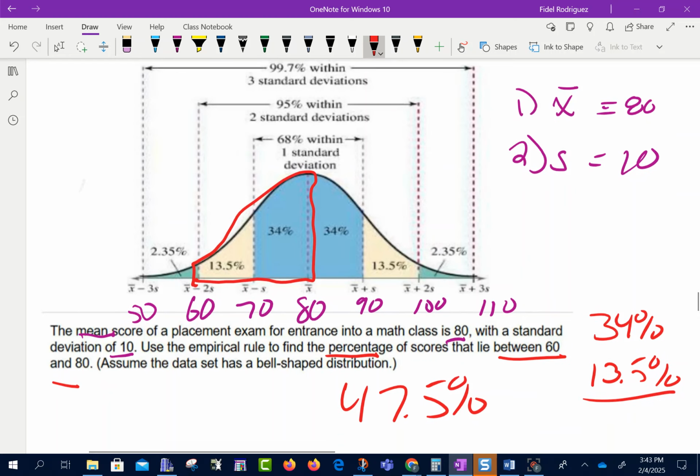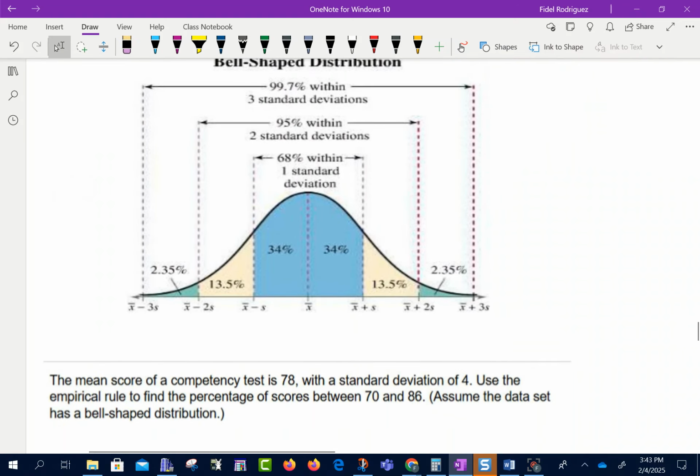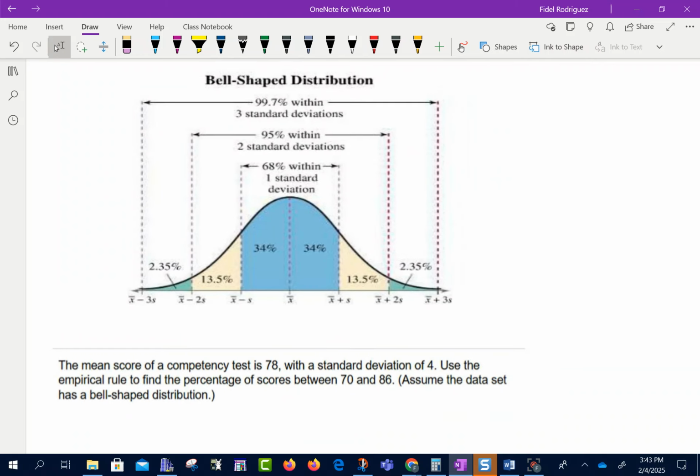Okay. Let me keep moving down my list. And again, I'm doing the same thing here, y'all. So, look, let's start off again. Step number one, our average, X bar, is 78. Okay. Number two, standard deviation of 4. So look, y'all, that's 78.